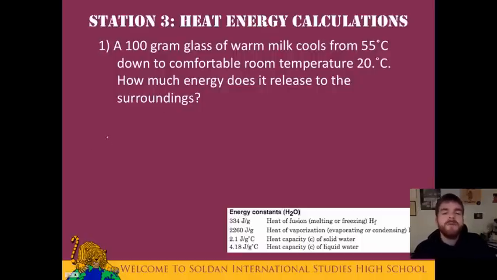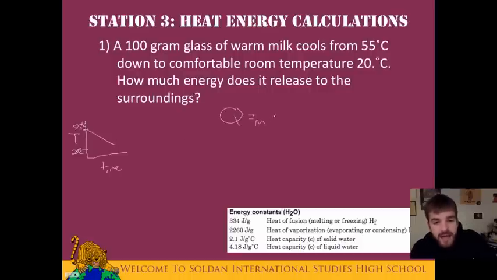Guys, on these, don't forget to do your warming and cooling curve. With these warming and cooling curves, same axis labels, time and temperature. All right, and here we are starting at 55, and we're going down to 20, and it's a decrease. Okay, well, the equation for this is Q equals M times C times delta T.